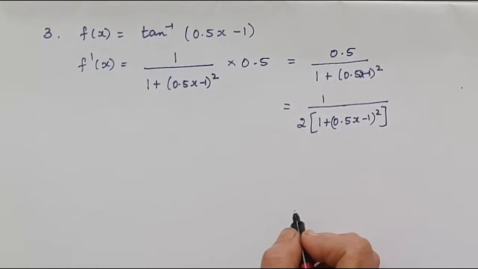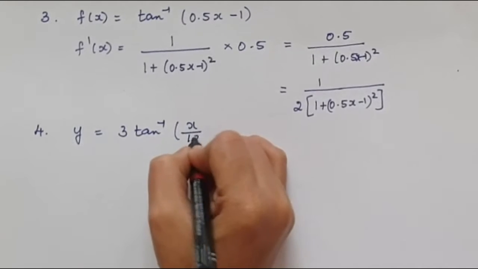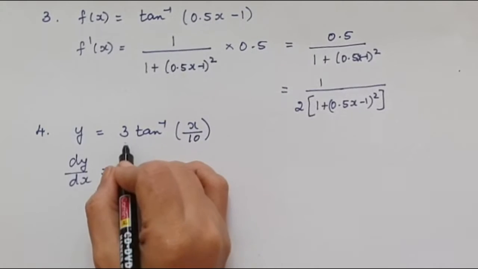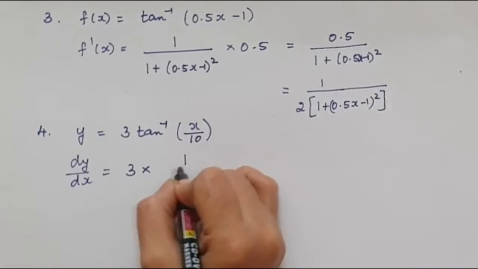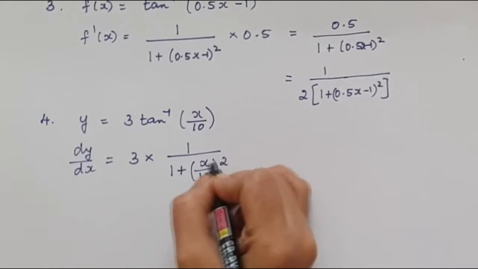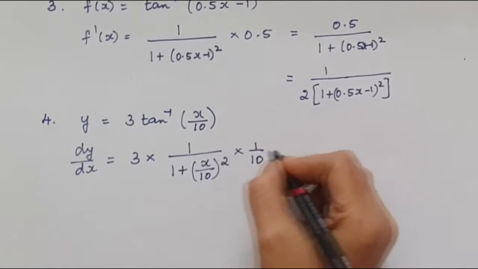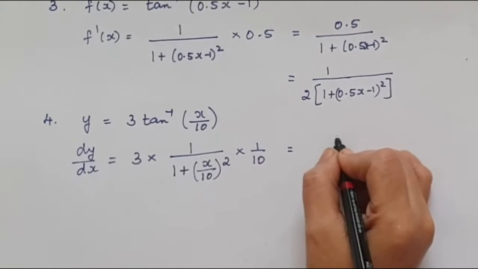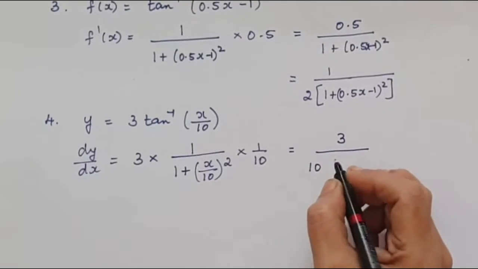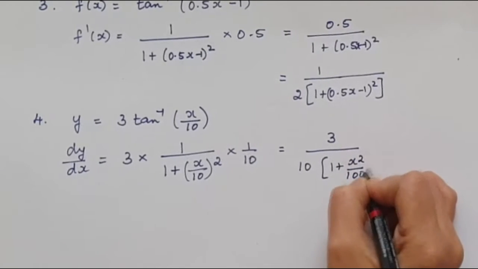So this will be our y equal to 3 tan inverse of x over 10. If it is like this, then dy over dx will be equal to 3, as 3 is a constant. So we write it as it is, 3. And this one is 1 plus x by 10 the whole square. And then when we differentiate x over 10, we get 1 over 10. So this can be written as 3 in the numerator, and this 10 goes in the denominator. So denominator 10, and this one we can write as 1 plus x squared over 100.